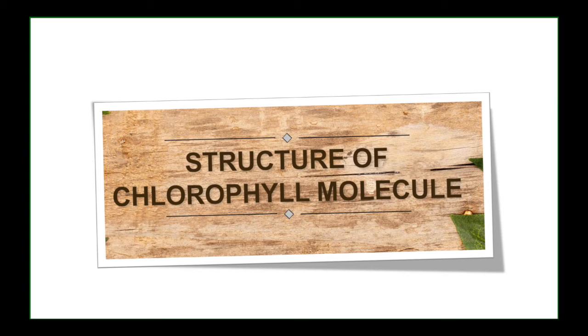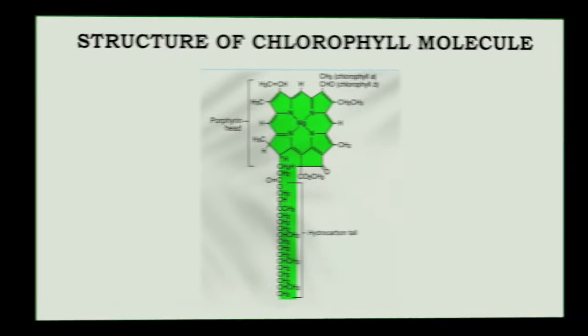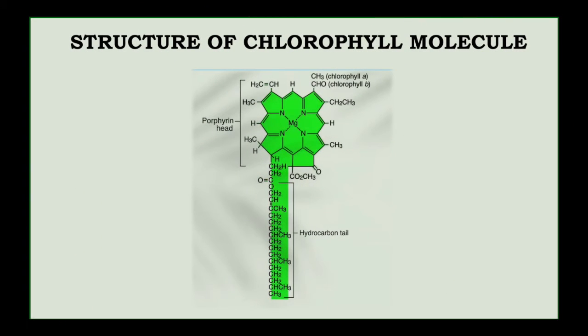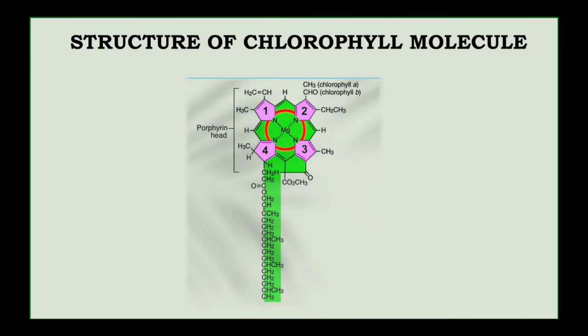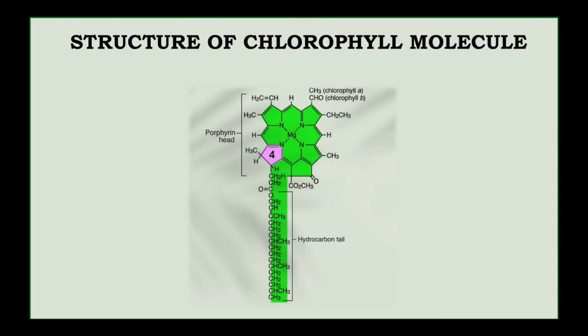Structure of chlorophyll molecule. The chlorophyll molecule actually has two different parts, the head and the tail. The head is formed of magnesium porphyrin, a hydrophilic head, and the tail is formed of a lipophilic phytol tail. Actually, the head has magnesium at the center and there are four pyrrole rings attached to the magnesium by nitrogen. And to the fourth pyrrole ring, the phytol tail, that is the hydrocarbon tail, is attached.